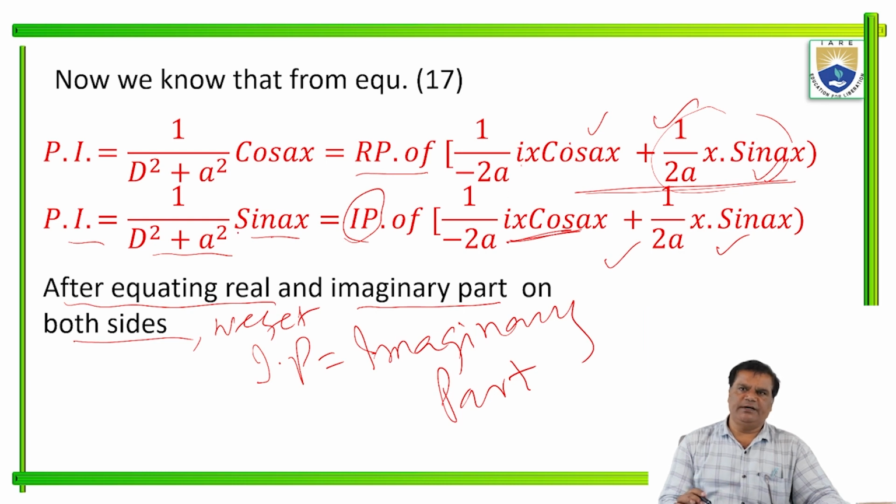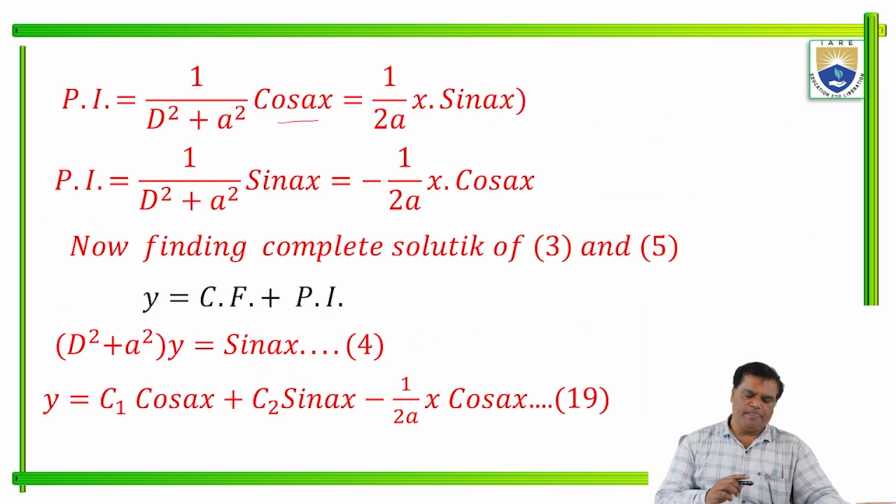Sin is the imaginary part and cos is the real part. So if our question has cos, then we are taking the real part. If it's sin ax, then that is the imaginary part. So finally, PI equals 1 upon D square plus a square, cos ax, equals x upon 2a, sin ax.